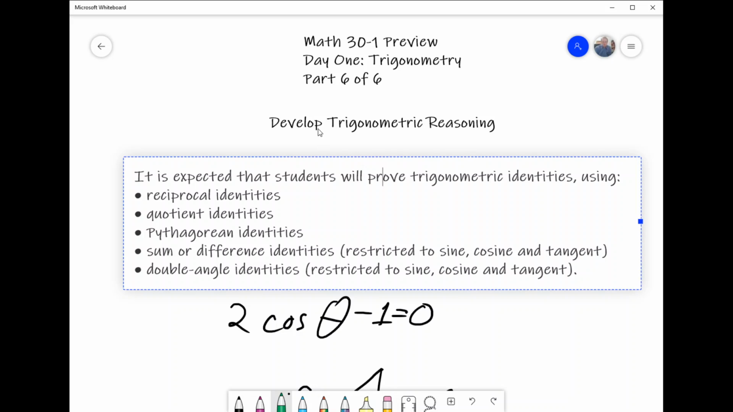This will be the trigonometric reasoning outcome that we'll be spending more time on than the rest. So this is your nutshell preview of the trigonometry unit that we're going to be seeing in Math 30-1 come the fall.